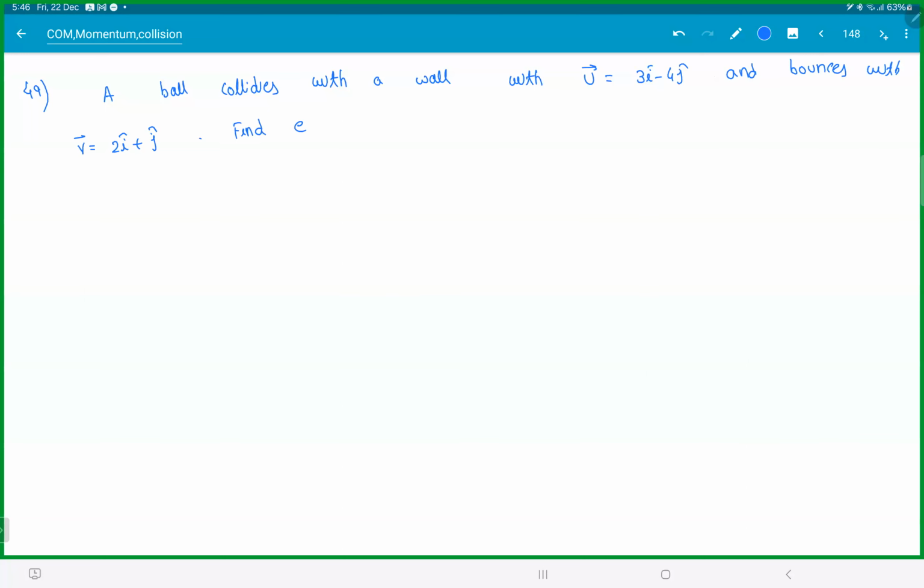Where is the wall? Nothing is given. Only the initial velocity of the ball and the final velocity of the ball are given. Find restitution. It's a good one. This will again be a proper advanced single choice question. The question looks innocent. It's not.